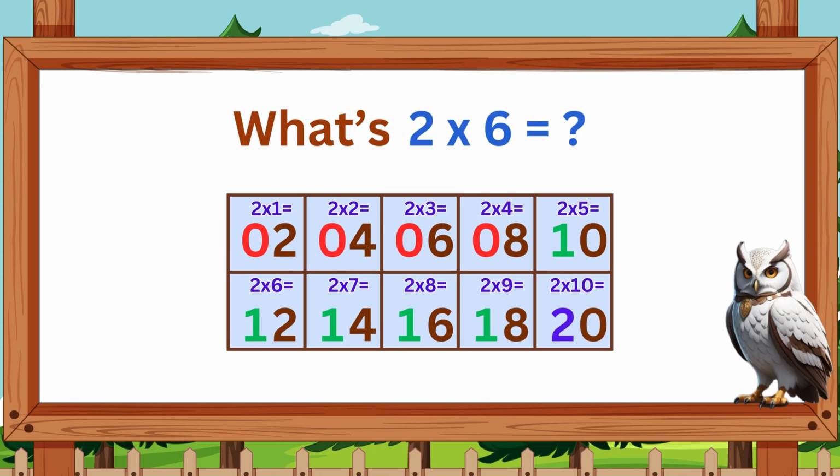What's 2 times 6? It's 12. What's 2 times 9? It's 18. What's 2 times 8? It's 16. What's 2 times 7? It's 14.